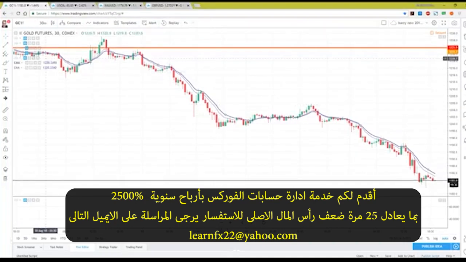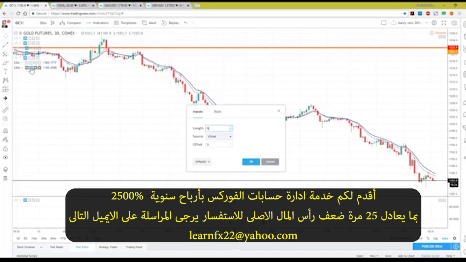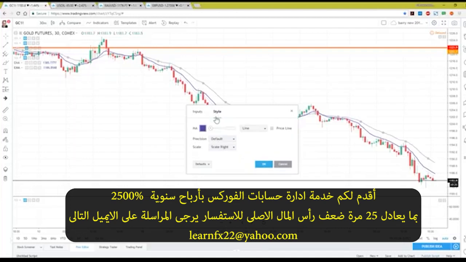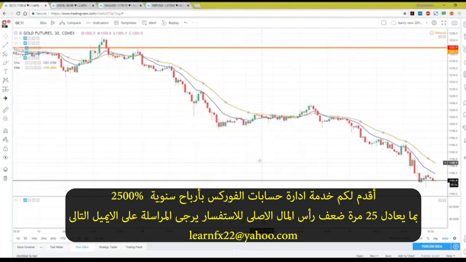So then we have to add on to our chart the second moving average, or the slower one, which is a 26 period moving average. And we're going to make that gold so we can see them easy on our charts. So what we see on our charts are the two moving averages.